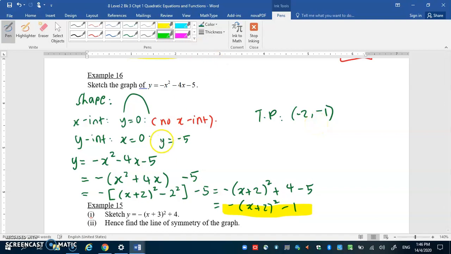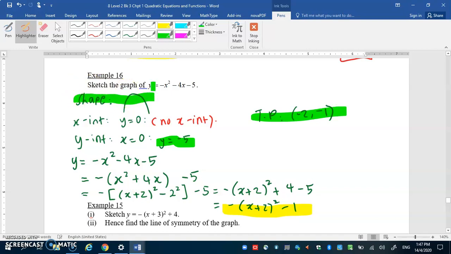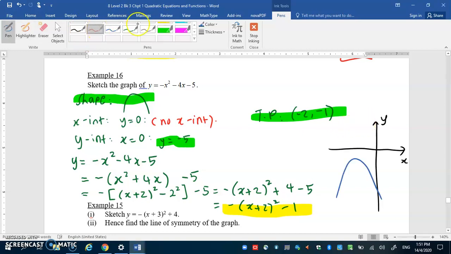Very good. We have our turning point, we have the y-intercept, we have the shape. The shape is a sad face. Can I start sketching? Of course. So this is how my sketch looks like. My turning point must be over here. Take note that both my x and my y values are negative. So this is negative 2, negative 1, which means the position of the curve must be over here, right? And my y-intercept is negative 5. There are no x-intercepts, so the curve should not cut the x-axis, and that's all.